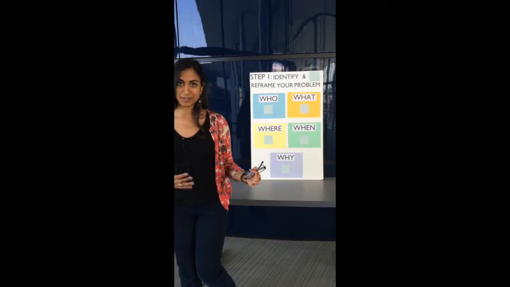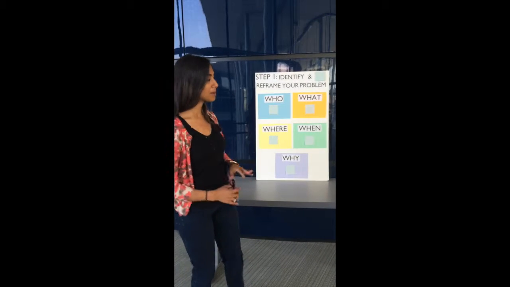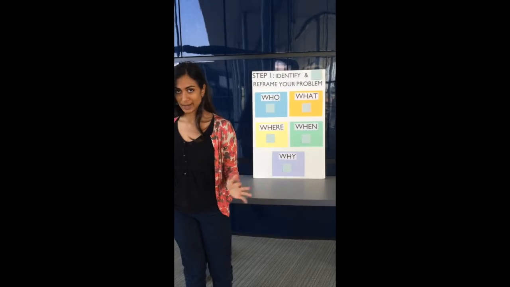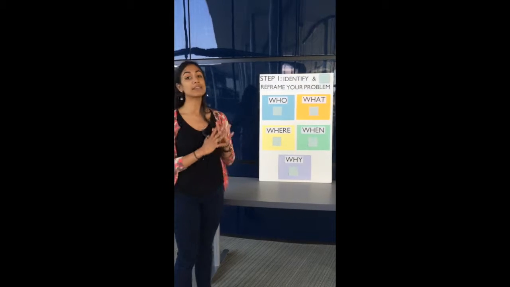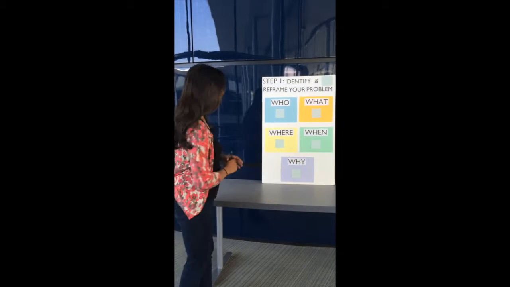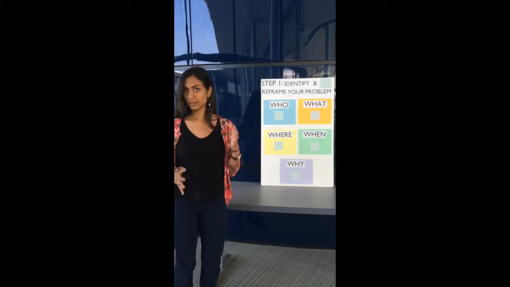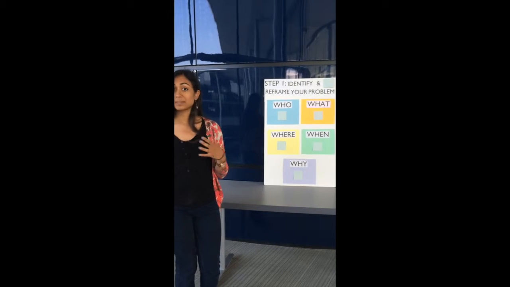You have a number of problems that confront you in your everyday life, and we've come up with a 4-step toolkit to help you solve any problem that comes your way. So step 1 is to identify and reframe your problem. We've come up with 5 key buckets that you can look at to think about your problem in different ways.